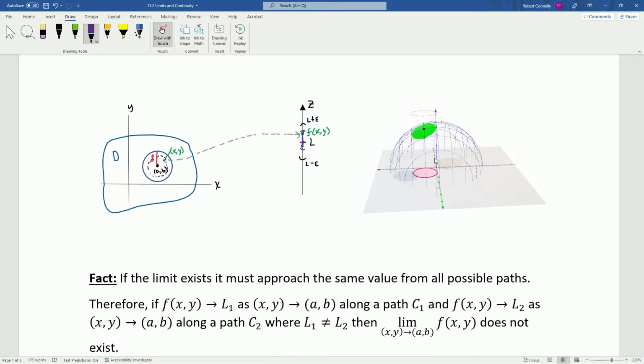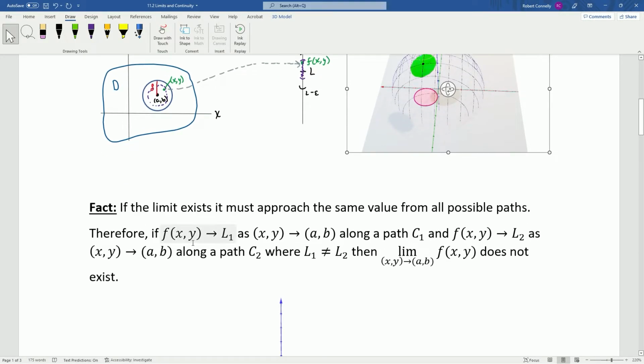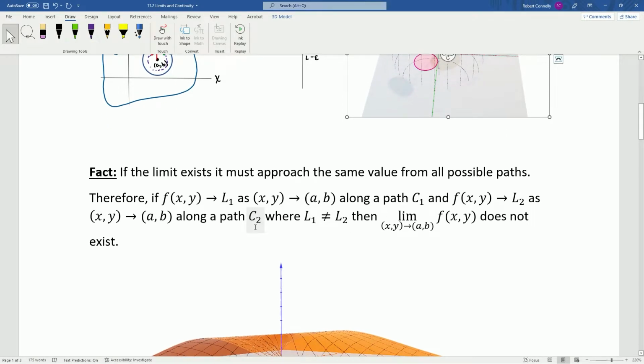So let's just look back at this picture again and see how that relates to what we're looking at here. What we're saying is, if we're on the sphere and we take any curve on the sphere that approaches this point, no matter what curve we take that's heading towards this a, b value, we end up getting the same c value. We approach the same c value no matter which direction we come from. So if we approach from two different directions, along two different paths, C1 and C2, and we don't get the same value, then the limit doesn't exist.